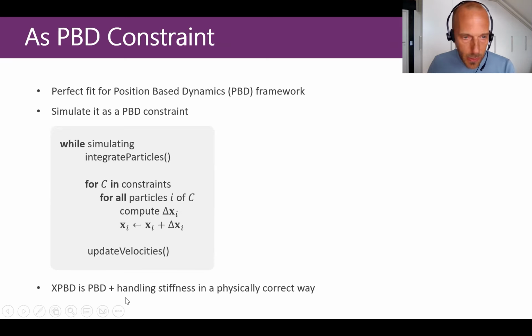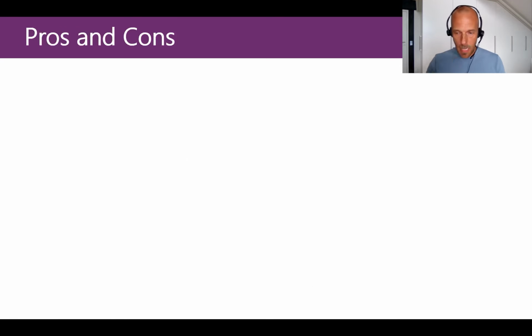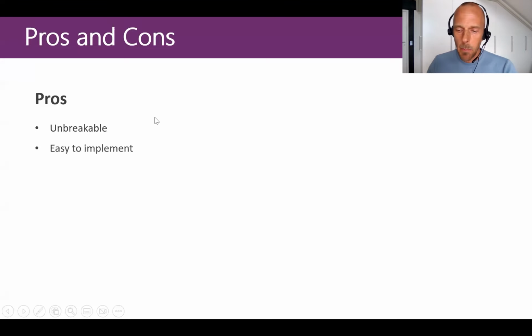Now, we actually don't use PBD, we use extended position-based dynamics, or XPBD. There's a very small difference between the two. XPBD is basically PBD plus handling stiffness in a physically correct way. So now, what are the pros and cons of this shape matching idea? One big pro is, of course, it's unbreakable. It's very stable. It's also quite easy to implement.